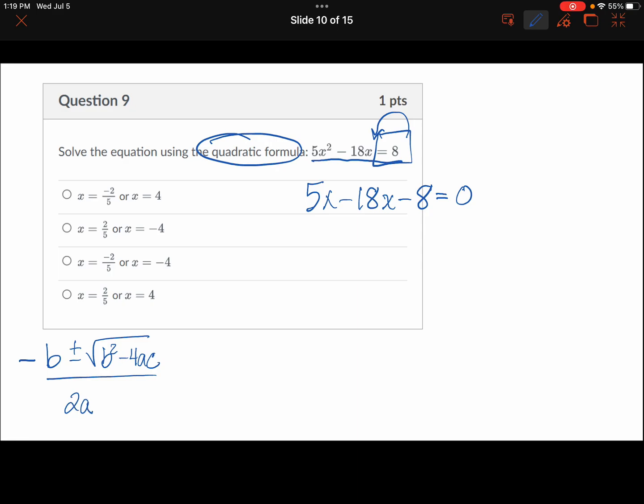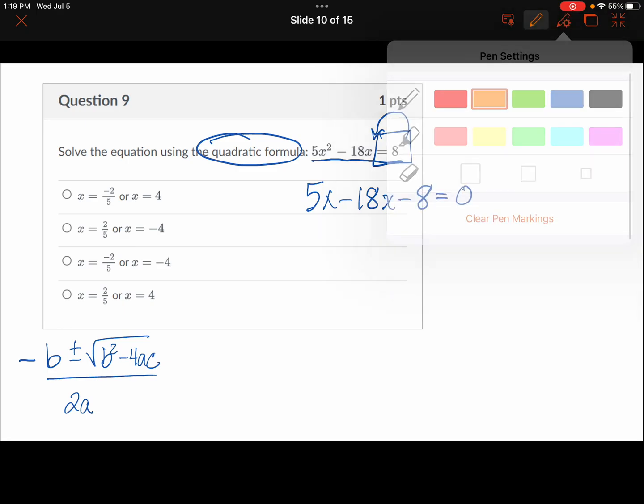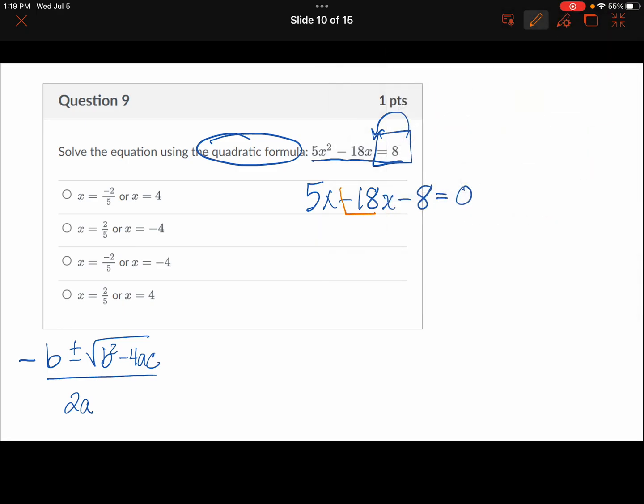The opposite of b, that is going to be, b is negative 18. Sometimes, especially when you're first learning, it might help you to write out what things are. A is 5, b is negative 18, and c is negative 8. This will keep you from losing signs in the process.